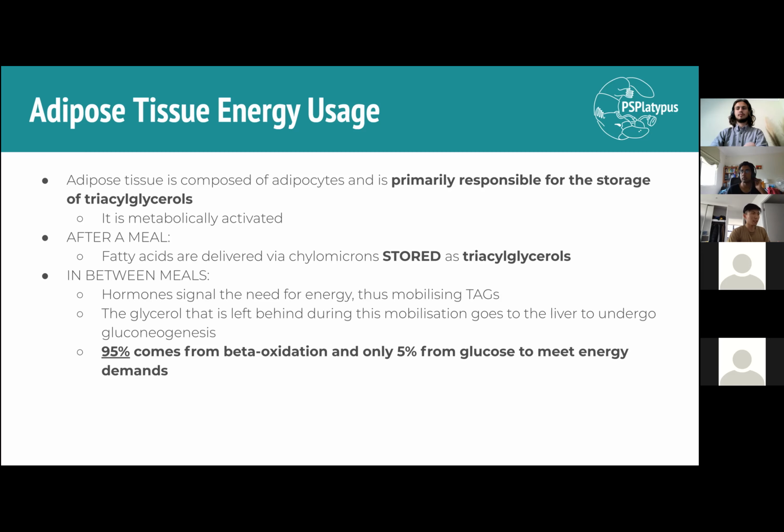And as such, 95% of the energy used by the body comes from beta oxidation, and only 5% from glucose. This is because beta oxidation is just a much more efficient method of producing energy, as one palmitic acid can produce up to 126 ATP.